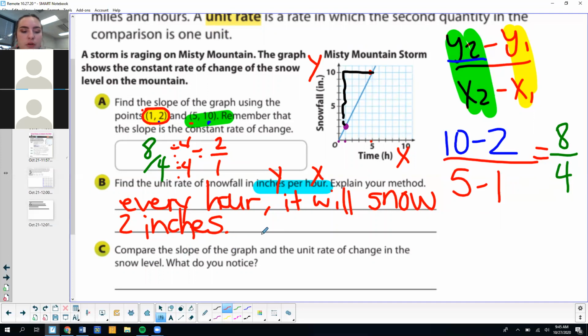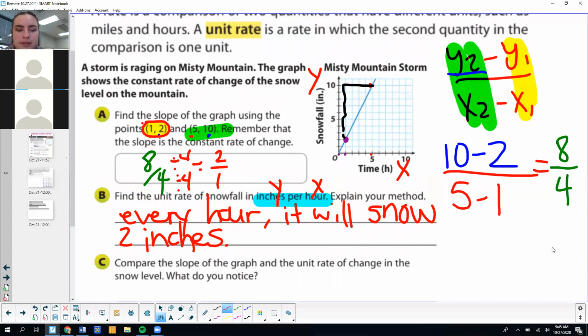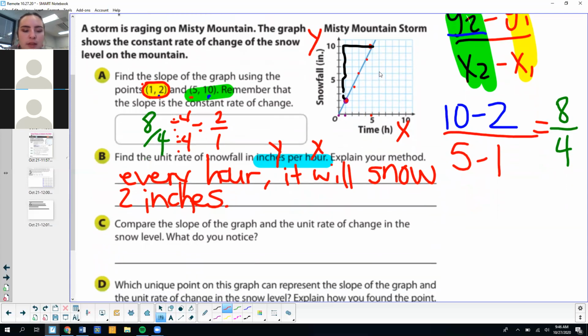What do you notice? Well, we know that the slope of the graph and the unit rate are actually going to be the same, because that first initial point that they gave us, 1, 2, starts right there. So 1 hour, it snows 2 inches. And then that unit rate, we can actually use that. So at 2 hours, it's going to snow 4 inches. At 3 hours, it's going to snow 6 inches. So we're always going to stay consistent on that line. So compare the slope of the graph to the unit rate. We should be noticing that they are the same.